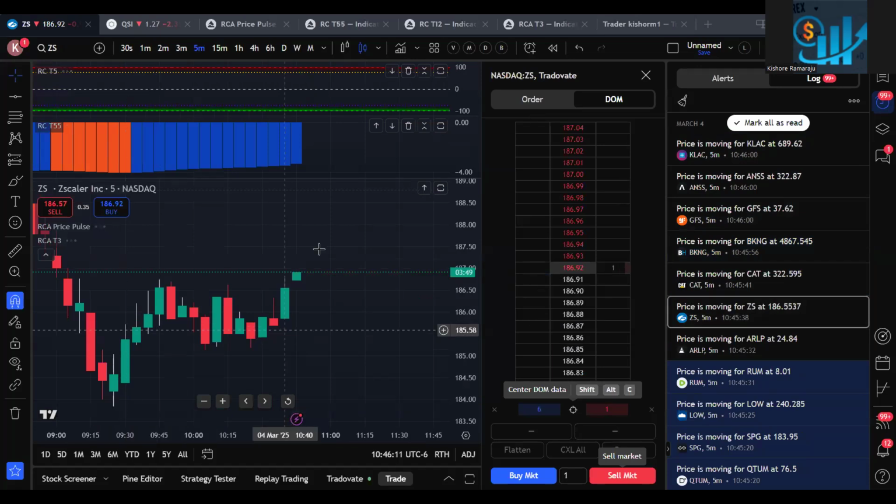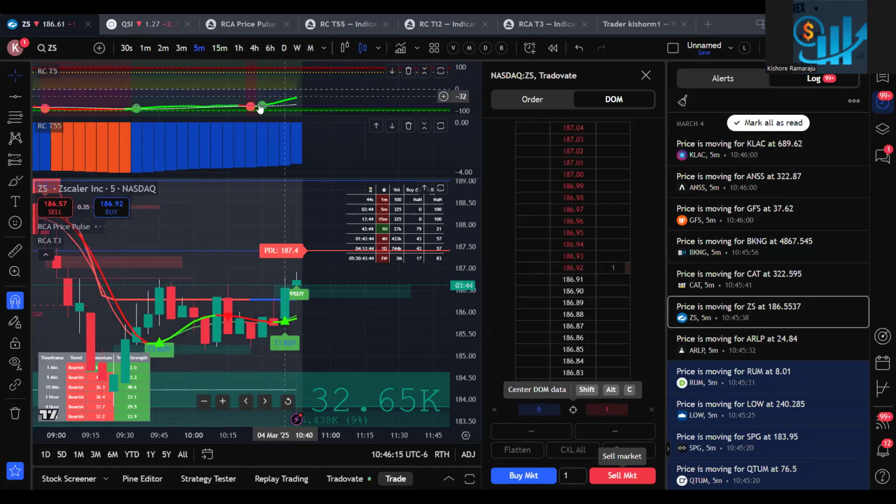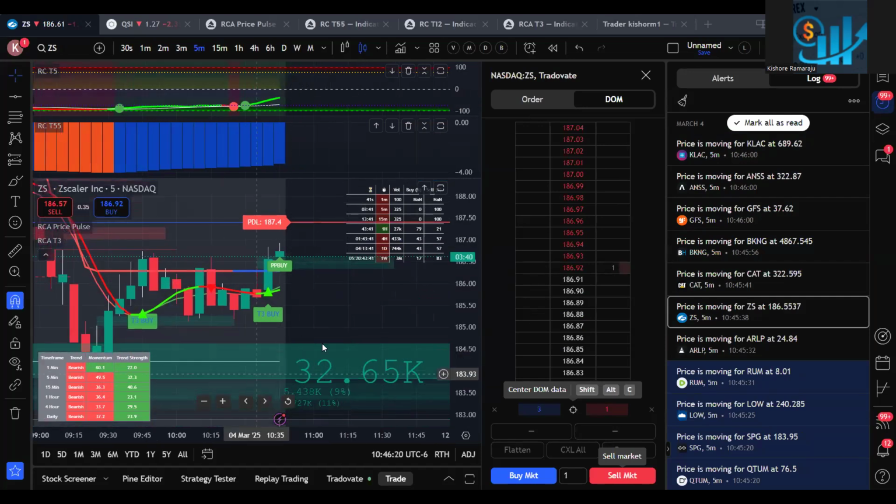We got one for ZS, Zscaler. This is good. This is good. There is a huge buy order block here. When there is a huge buy order block, then our chances are more for price to go up because big companies are investing hundreds of thousands of dollars here. They are buying this many stocks. So even if price comes here, they will again push it up.